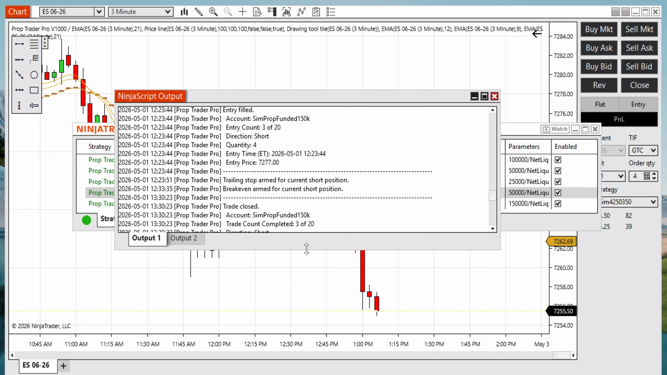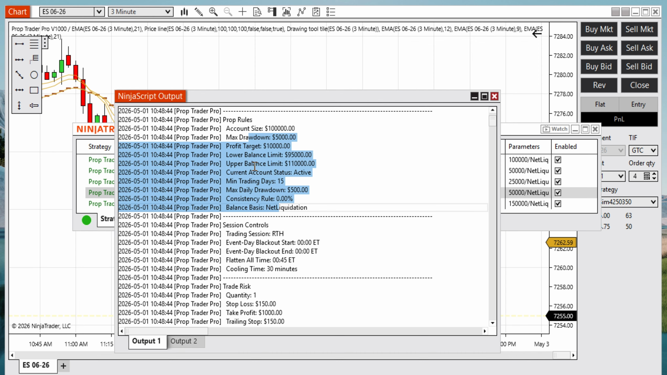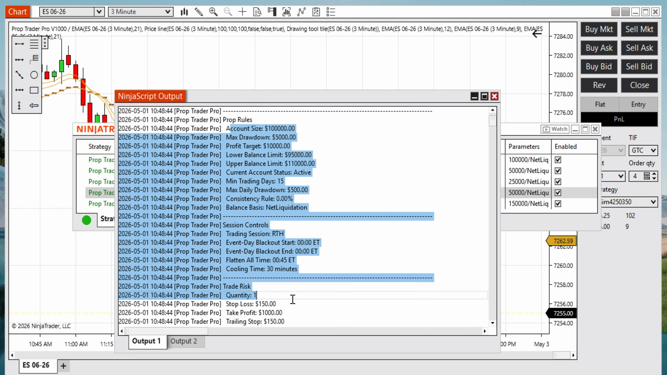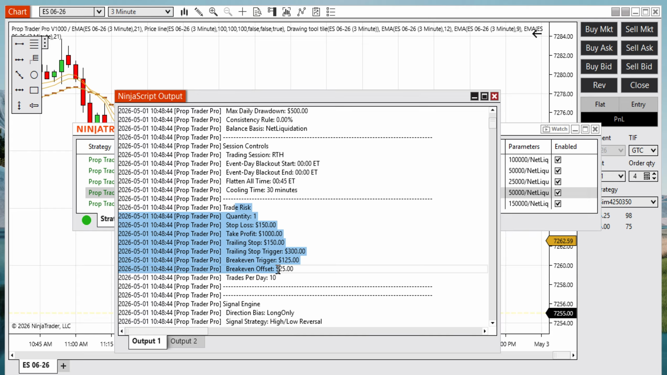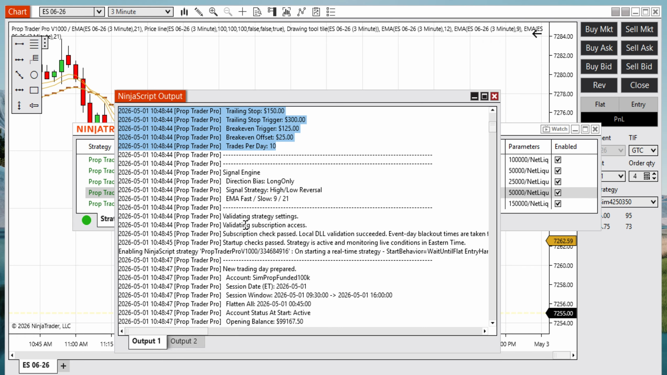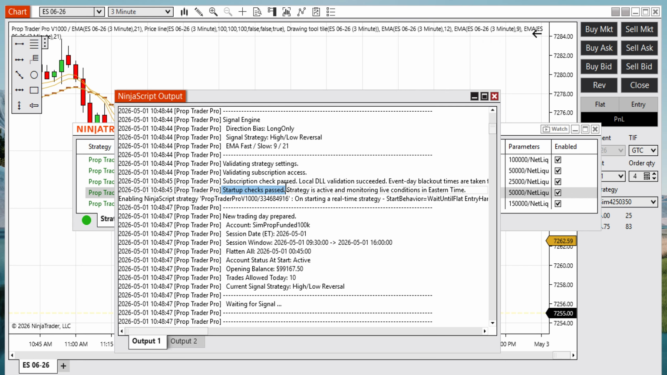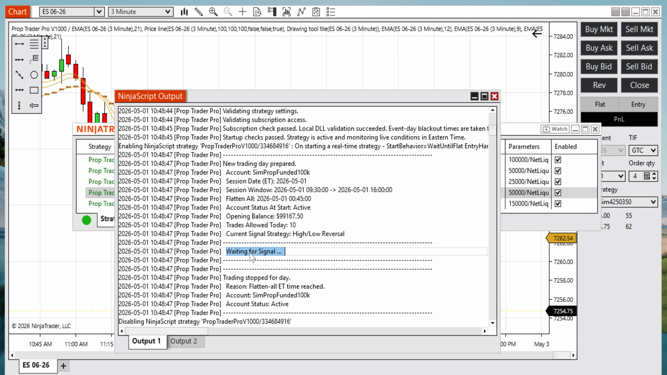This is a useful one, so it tells you exactly what happened. The first thing you see is strategy initiated, and it gives all the settings that we have already done. Just as a reminder, in case you wonder what's what, we don't have to go back, because when the strategy is on, it won't let you show the UI clearly. So here's all the information, and basically you need to make sure that your subscription check is passed. Okay, and then your new trading day is prepared, and it's waiting for the signal. This is the indication that everything is fine with Prop Trader Pro, and it is good to go.